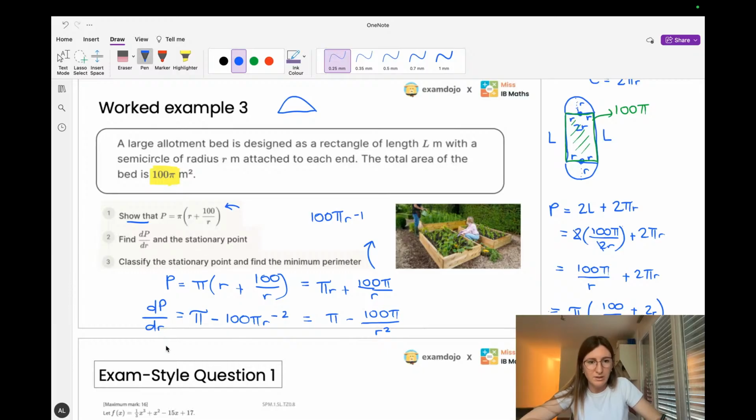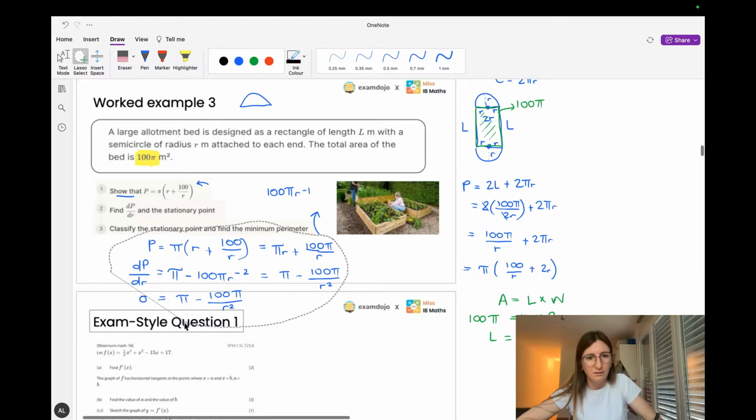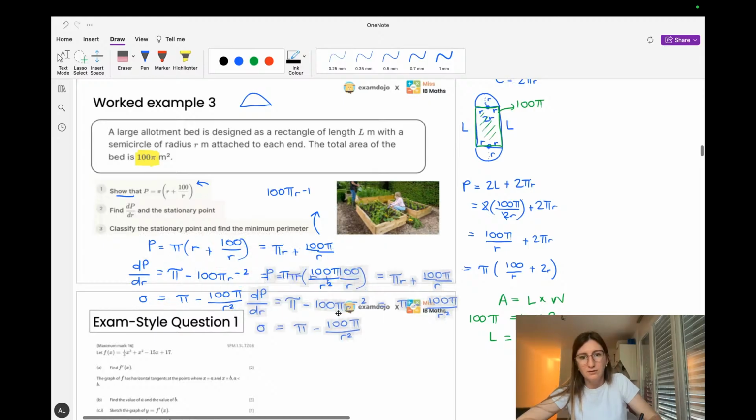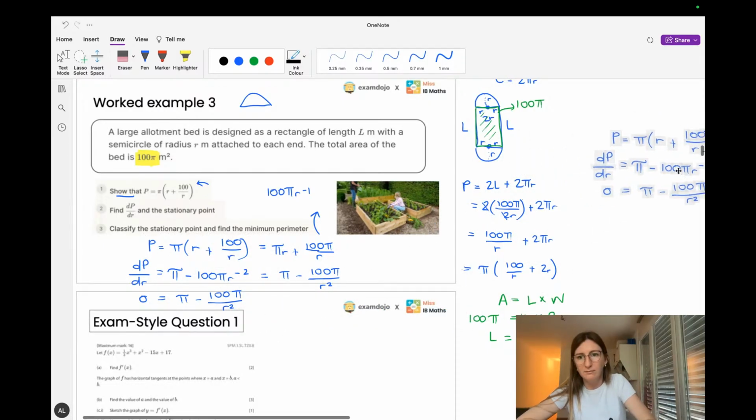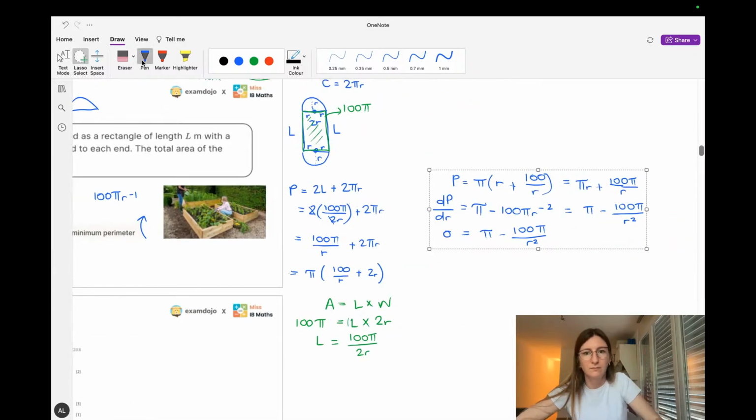And to find the stationary point, I need to set that equal to 0. So write the whole thing again and solve. I'm really running out of space, so I'll take the whole thing and just move it over here. There we go.